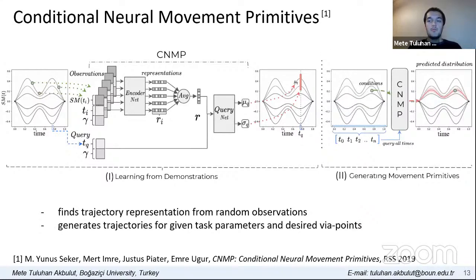So at test time, the model generates the trajectories by querying all time points for given task parameters and observations. Finding trajectory representation from random observations and trajectory generation with respect to task parameters are two important features we exploit in our framework.